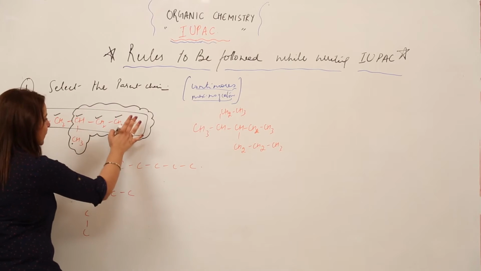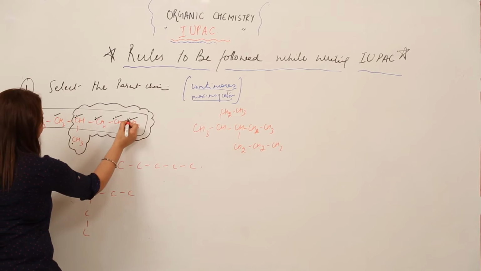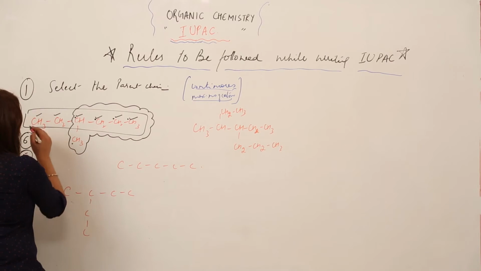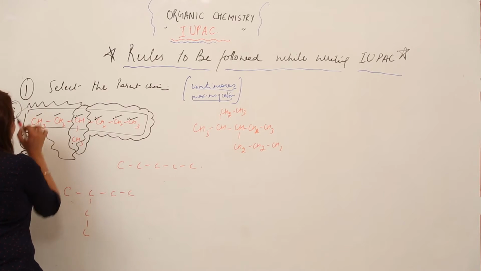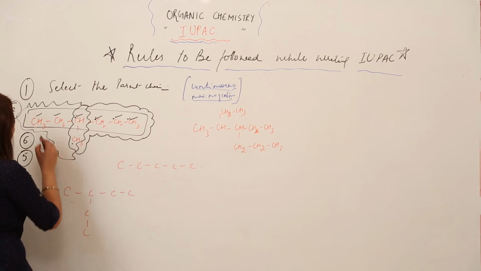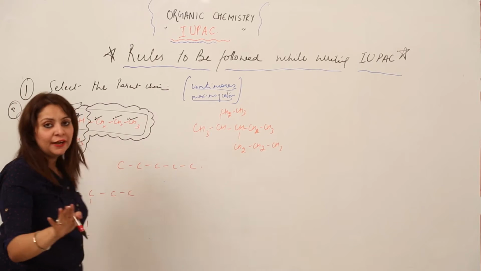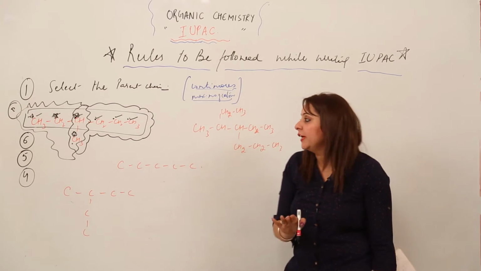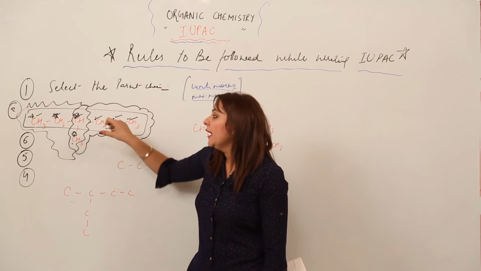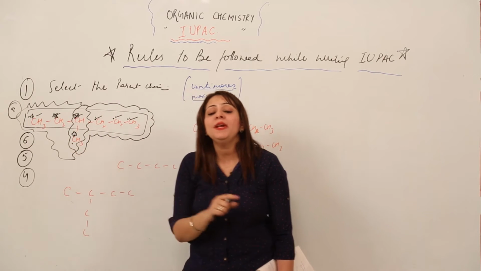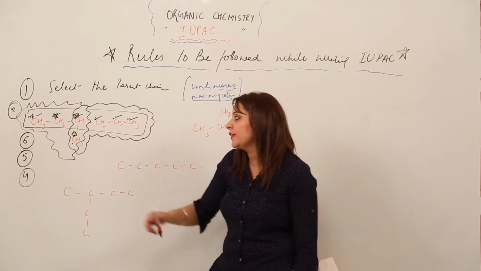But when I select this chain, how many carbon atoms are included? 1, 2, 3, 4 and 5. And I have an option that I may select this chain as well, right? So how many carbon atoms are enclosed in this case? 1, 2, 3 and 4. So there is no other option of selecting the parent chain. There are only three possible parent chains. One is this one, the other is this one, and the third is this one. In which chain have you got the maximum number of carbon atoms? Obviously in the 6-carbon one.